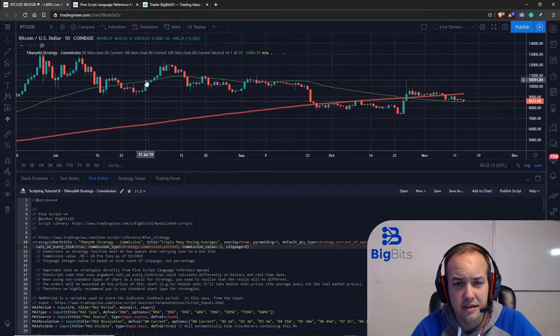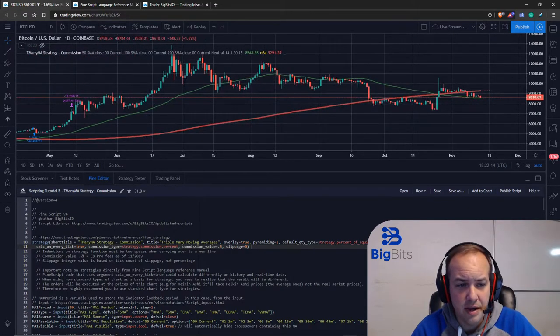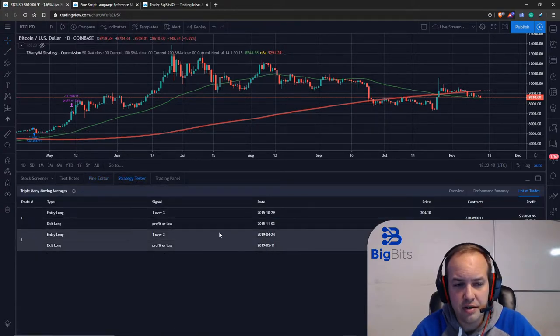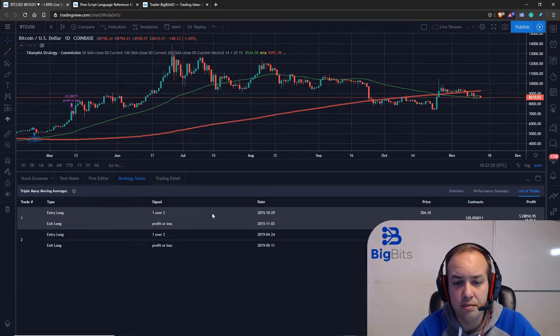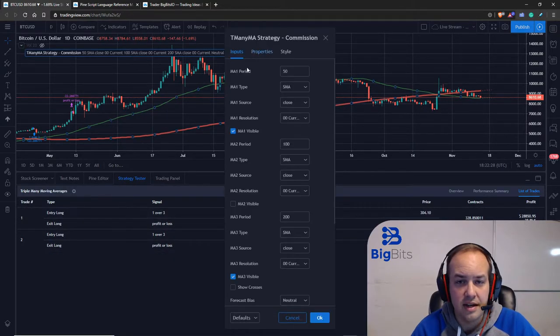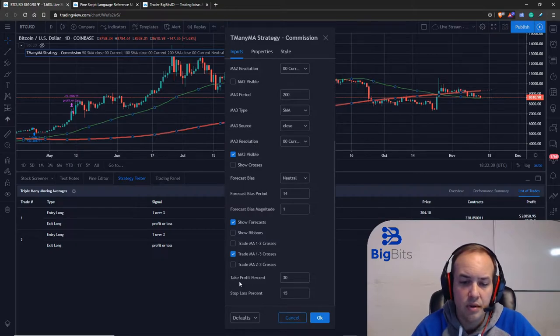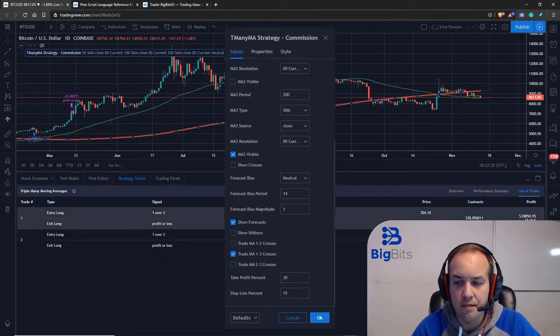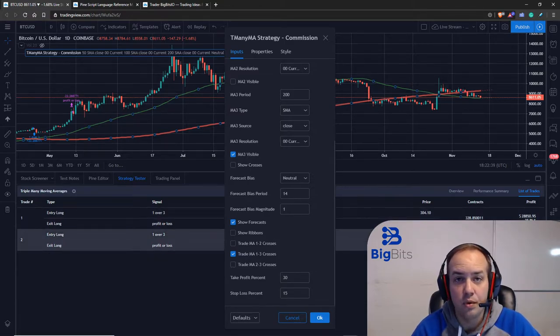Let's zoom out and take a look at the chart a little better. You can see we have one trade here. If you look at the strategy tester, you can see in total on the Coinbase chart there's only been two trades that have qualified, and they both wound up in profit. But as you can tell with our settings, let me bring those back up, we have a take profit percentage set at 30, but we're only seeing 28.85% profit. That is because we have accounted for the commission in the strategy.